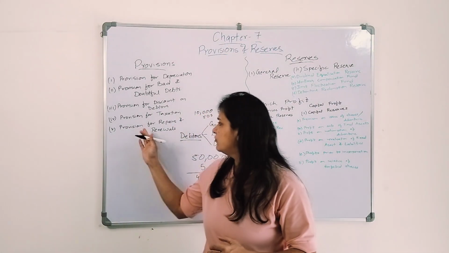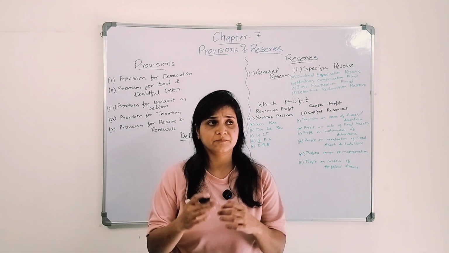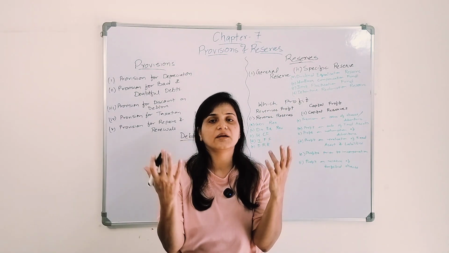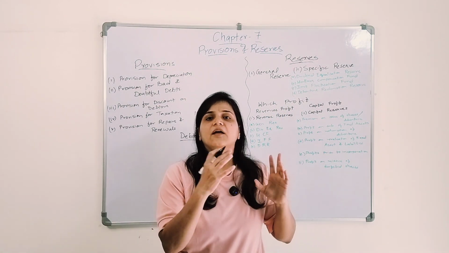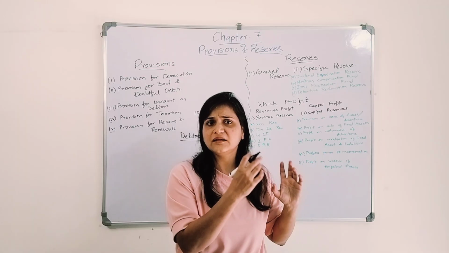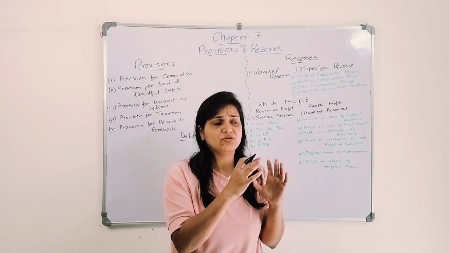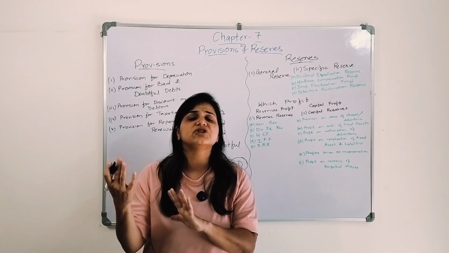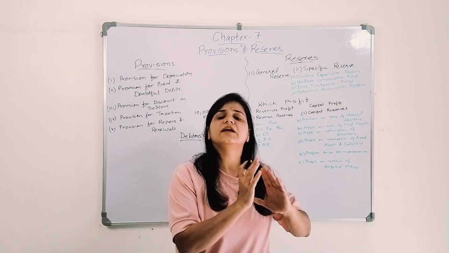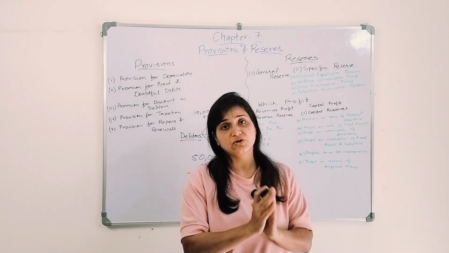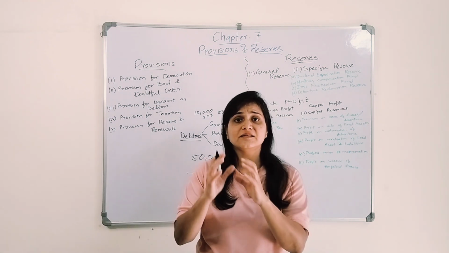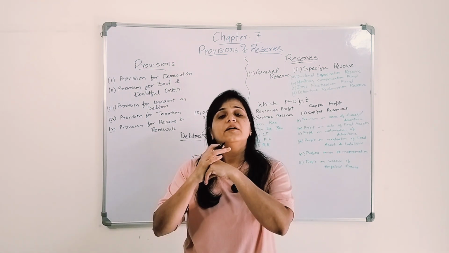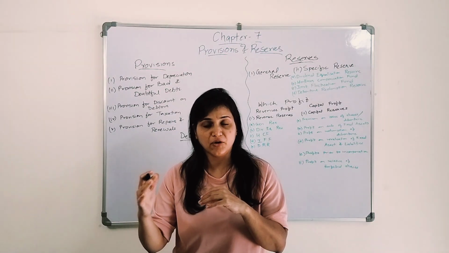And the last is provision for repairs and renewals. I know there is certain work at my home or in the business wherein I know that this thing is getting damaged, I need to get it renewed or I need to get it repaired, but I don't know how much amount they will charge me. So you create a provision for that also. So this is the liability, this is the current year expense which you know, but you don't know the actual amount.